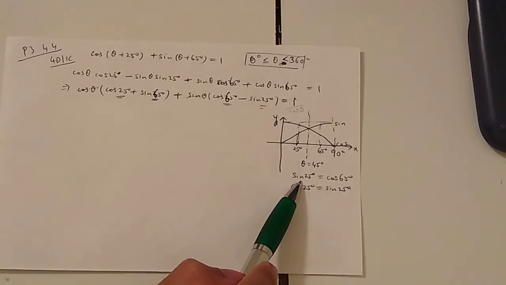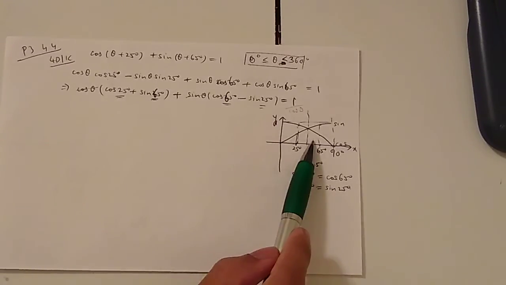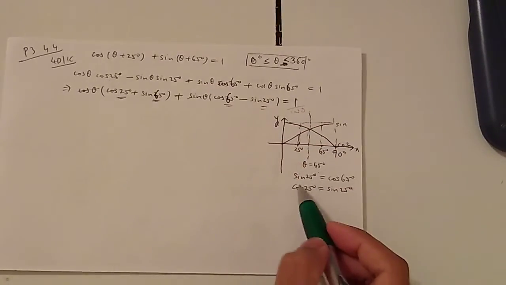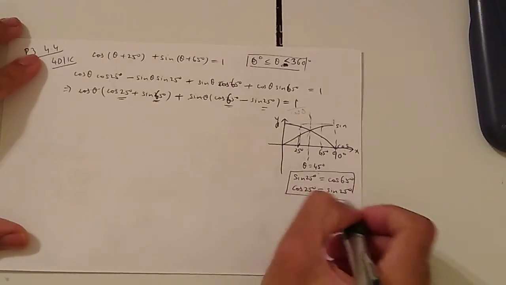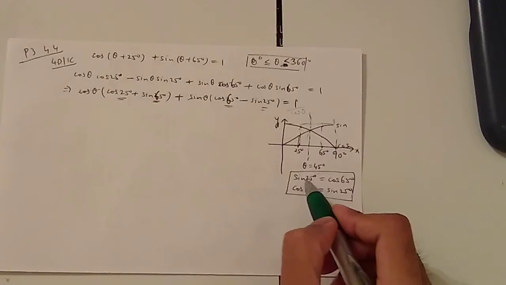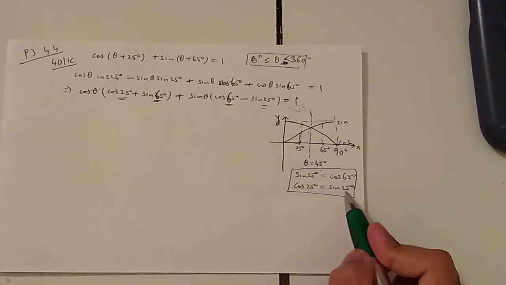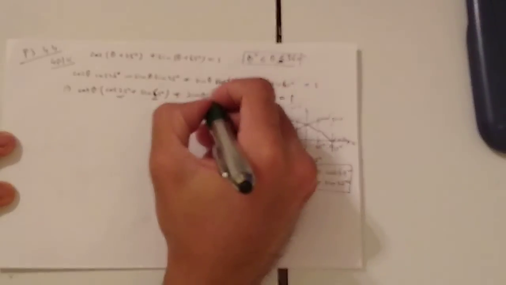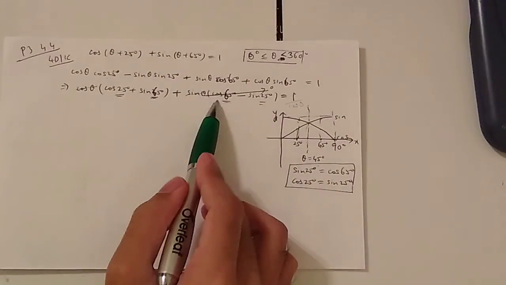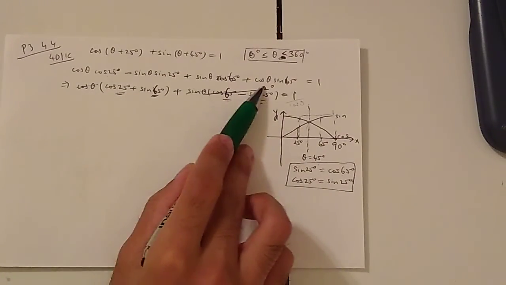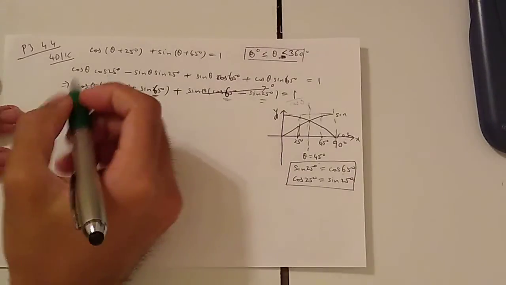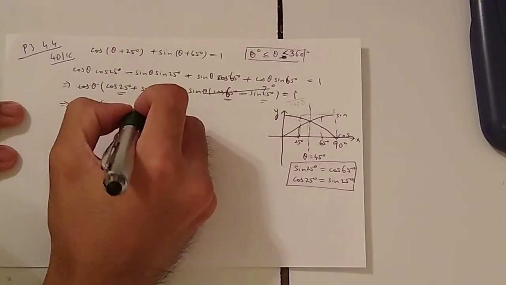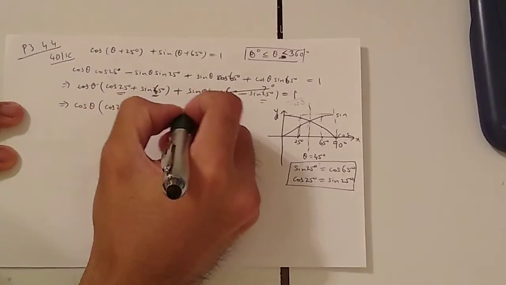And we can use the sine cos reflection symmetry at theta equals 45 degrees. We can use that to deduce that sine 25 degrees and cos 65 degrees are the same, and cos 25 degrees and sine 65 degrees are the same. So since sine 25 degrees and cos 65 degrees are the same, this thing cancels out to 0. The entire term cancels out to 0, and thus we have cos theta into cos 25 degrees plus sine 65 degrees, and that is equal to 1.